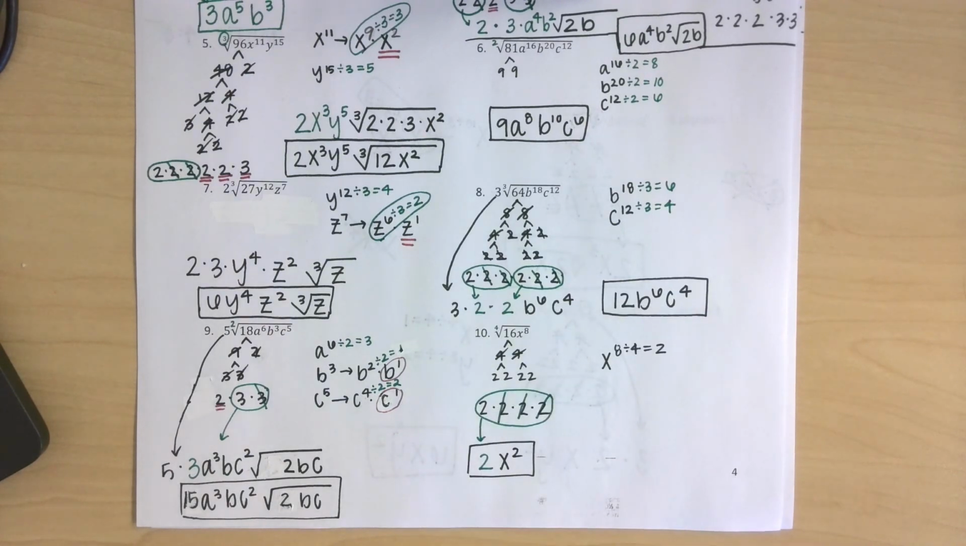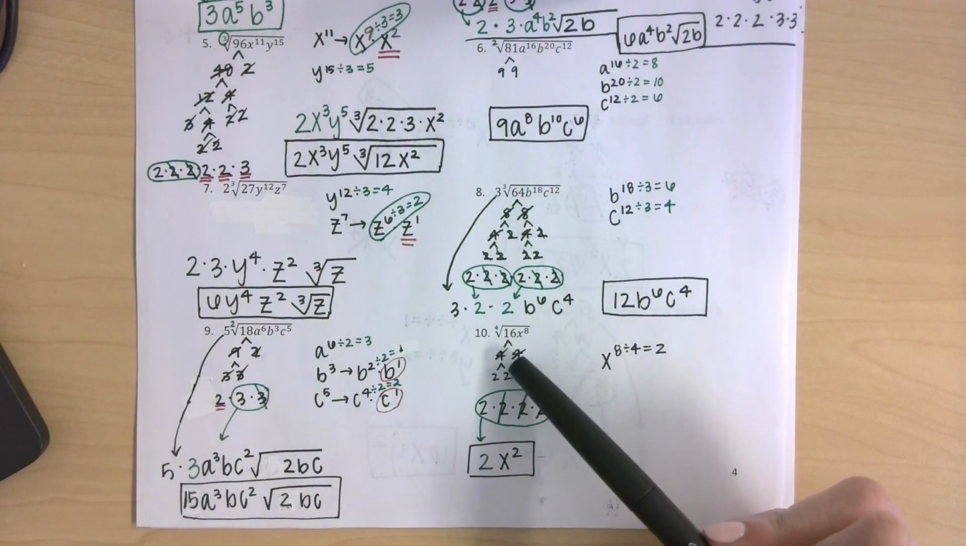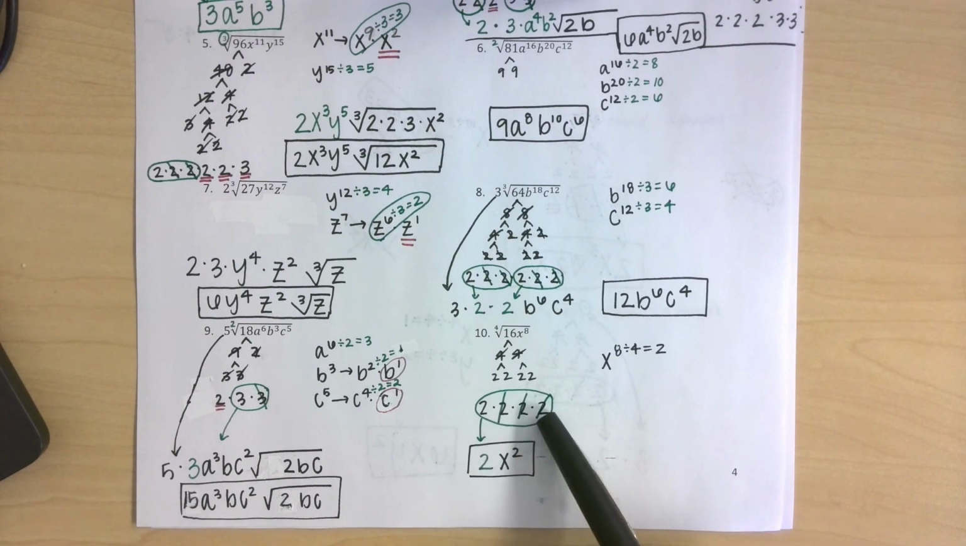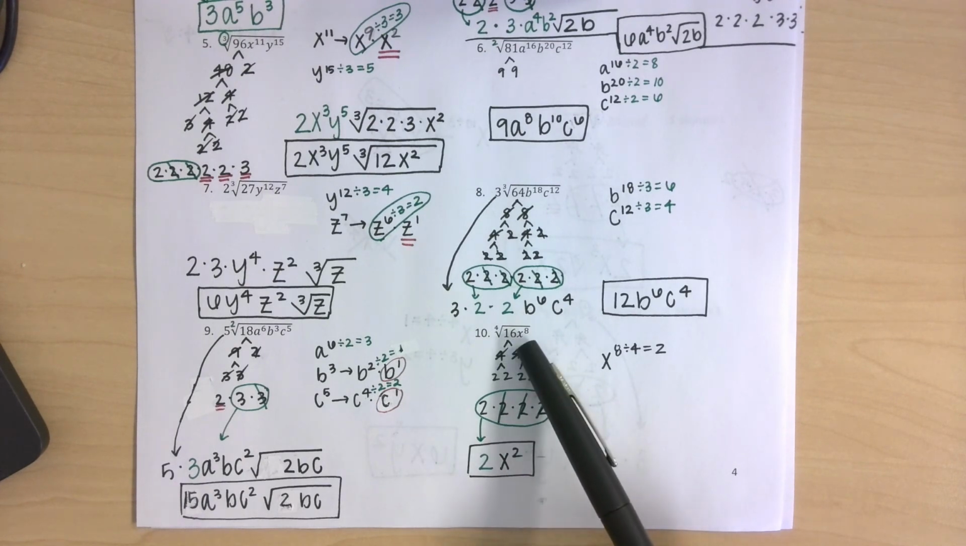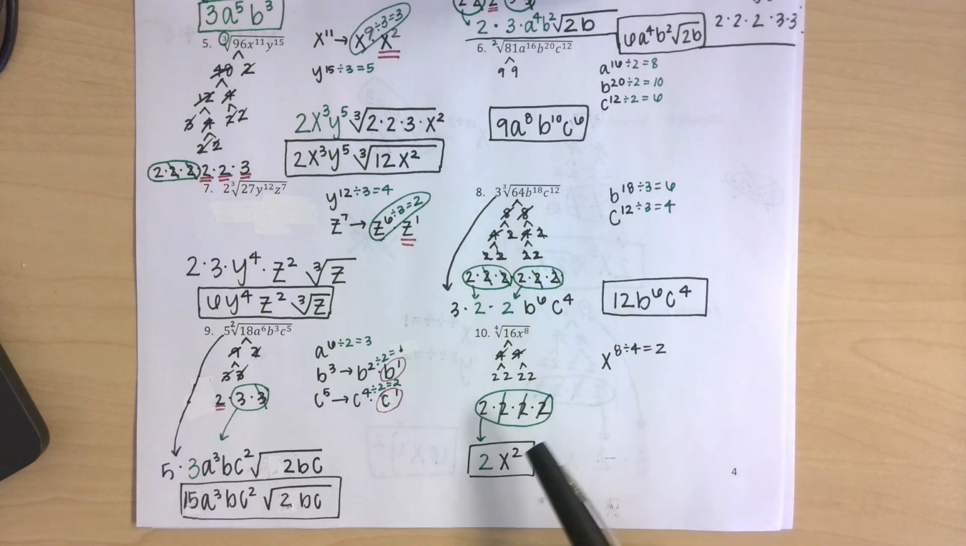And our last one, number 10, a little bit of an easier one to end with. I took 16 and broke it down. Regardless of how you make your factor tree, you should end up with 4 2's being multiplied together. We're looking for groups of 4, so I grouped all 4 together. Only one of those 2's makes it out. The other 3 don't make it. Variable-wise, 8 divided by the index of 4 gave me 2, so I ended up with just a 2x squared.